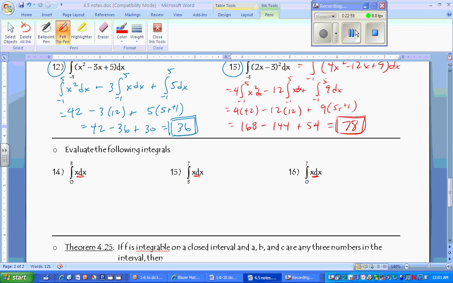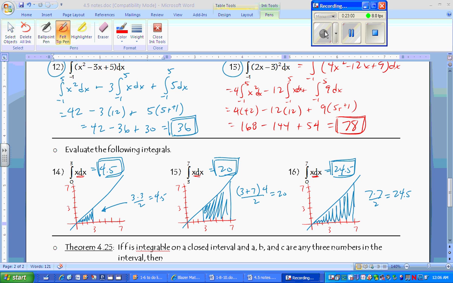Alright, check. Number 14 should get 4.5. Just get a little triangle there. 3 times 3 divided by 2 gives 4.5 for the area under the curve. 15 is 20. We have a trapezoid, so base 1 plus base 2 times the height, distance between the bases, which is 4, divided by 2. That gives us 20. And then 16, big triangle, base times height divided by 2, we get 24.5.